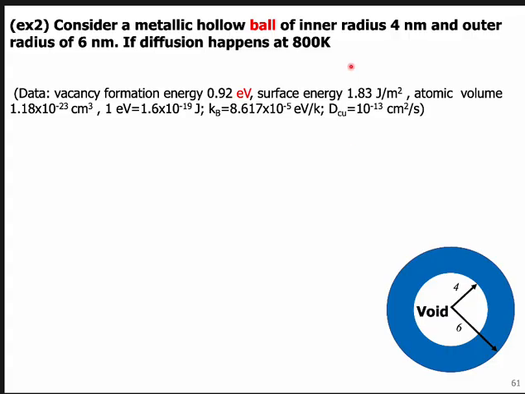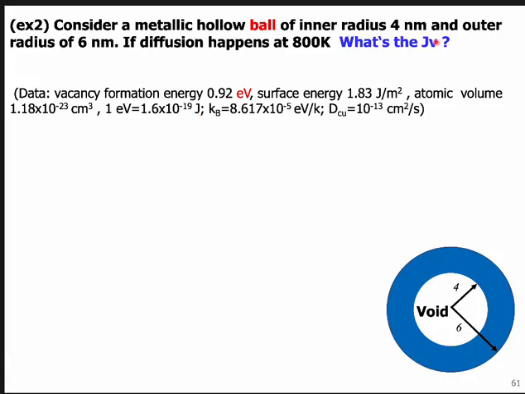So in order to answer this type of question, you need to calculate the JV, the vacancy flux here. Okay, so what is the JV? I also provide the corresponding information here. We give you the vacancy formation energy, the surface energy, which is gamma, and omega, the atomic volume. We also give you some related information: diffusivity for the copper, the Boltzmann constant, and the relationship between eV and joule.